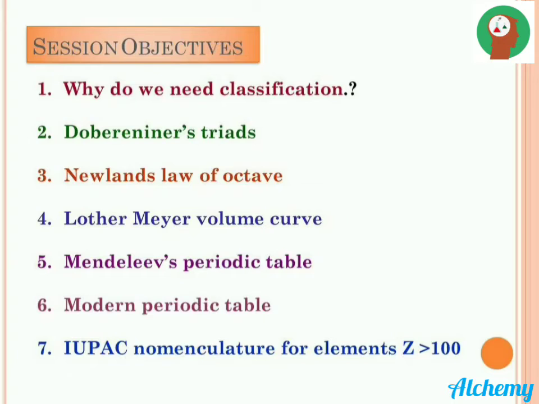Main objectives of today's session are: why do we need classification, Dobereiner's triads, Newlands' law of octaves, Lothar Meyer's volume curve, Mendeleev's periodic table, modern periodic table, and IUPAC nomenclature of elements with atomic number greater than 100.